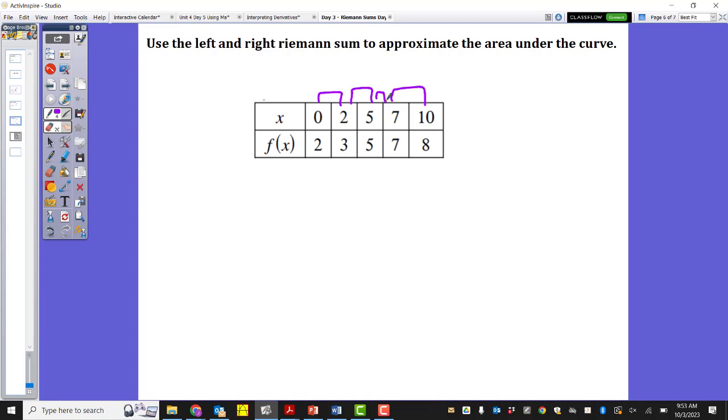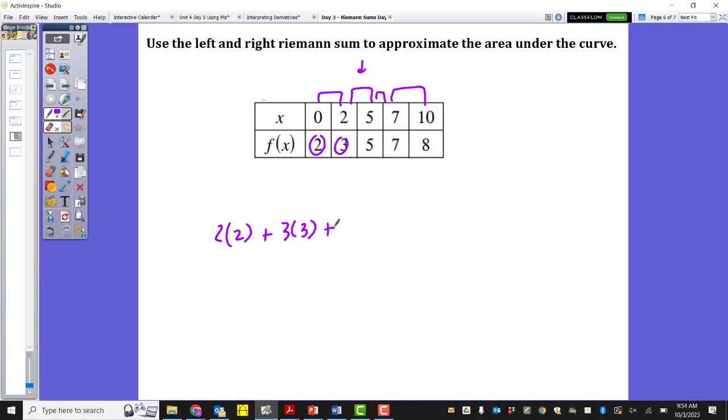Now, unlike the last ones where we had the same distance between the subintervals, if we're using left hand, that means this rectangle uses this y value. So we have 2 times, and then the width of this rectangle. Well, the width of this rectangle is 2. Plus, this rectangle now is using this one times the width, which is 3. So 3 times 3.